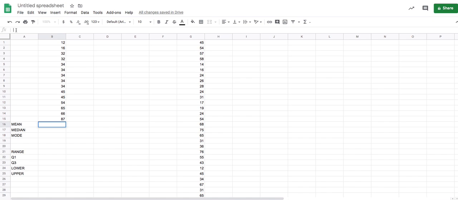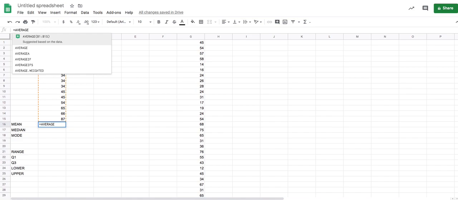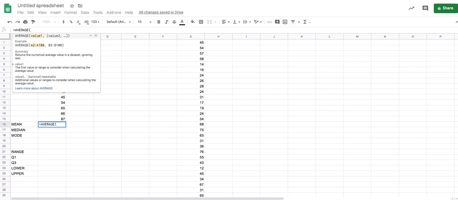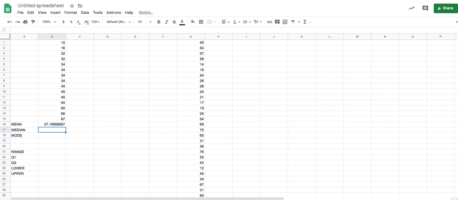Okay, I'm going to type in equals AVERAGE, and it gives you suggestions based on the data, but I'm going to actually type it in. You type in equals AVERAGE, open parentheses, B1 colon B15, close parentheses, and hit enter. And there you go. I found the average, all by just having that formula.